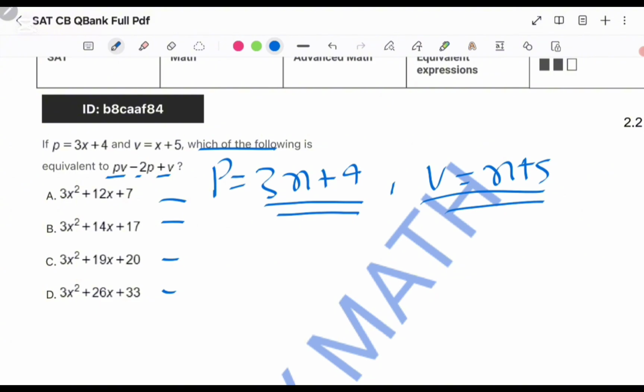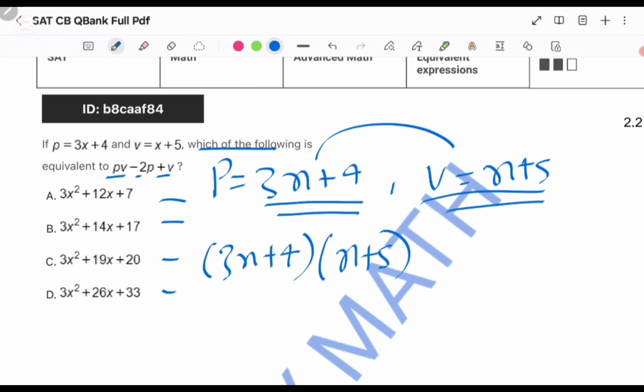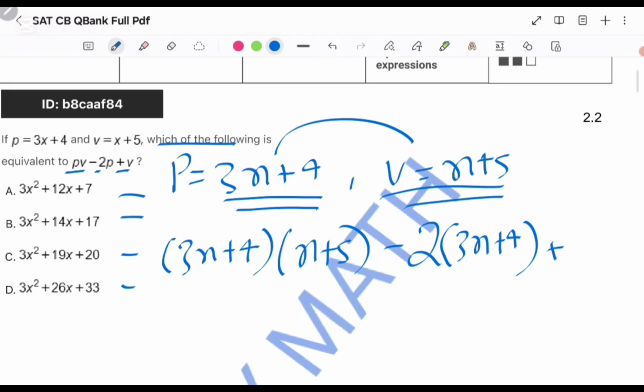If you have PV, it means you're getting the product of both of them, multiplying them together. So you have 3x plus 4 multiplied by x plus 5, and then moving forward we subtract 2 multiplied by P, which is 3x plus 4, and then we have plus V, which is x plus 5. Now you have to work this out and expand all these brackets to reach the right answer. Let's go ahead and do that.